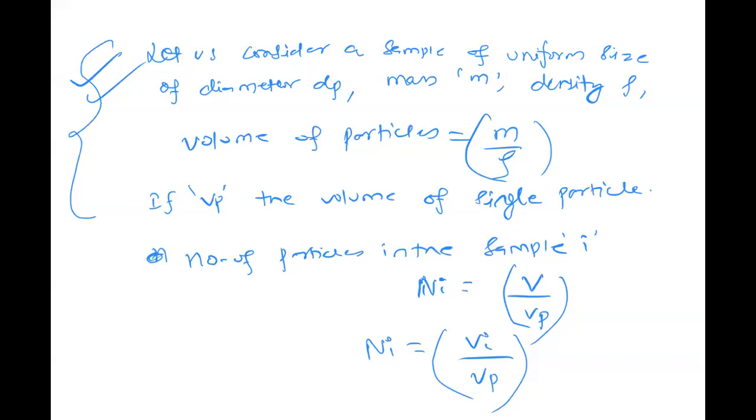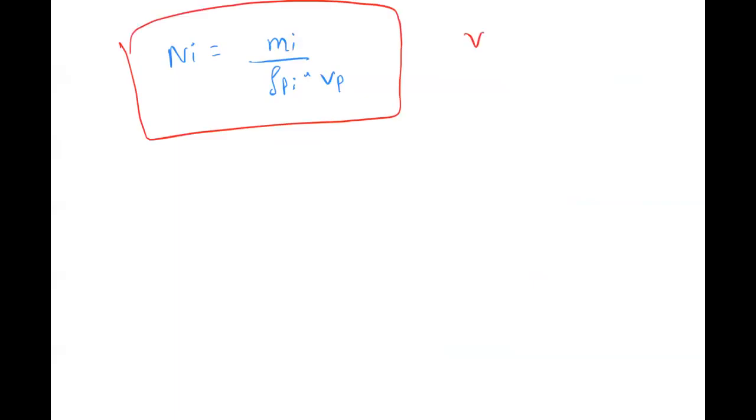Okay. So now this is what? Volume of the particles. So we can write it is for sample I. So it is Vi. So Vi equal to what? Mi by rho pi. We can write, no problem. Mi by rho pi. Can I write this? Ni equal to, in place of Vi, we can write Mi by rho pi, into Vp. Yes or no? Just tell me whether it is clear or not. Till now it is clear. I just replaced the value of Vi equal to Mi by rho pi.